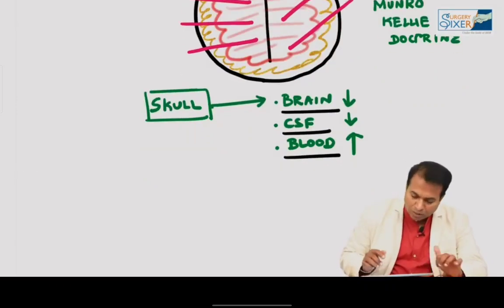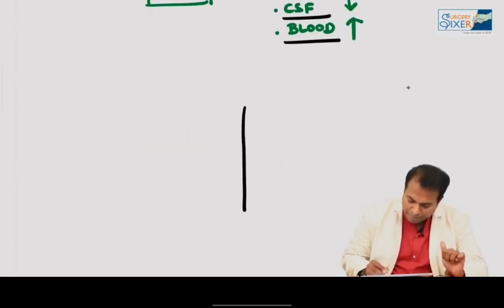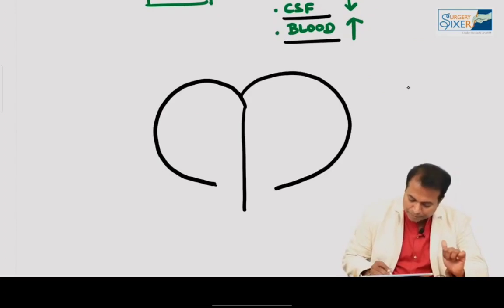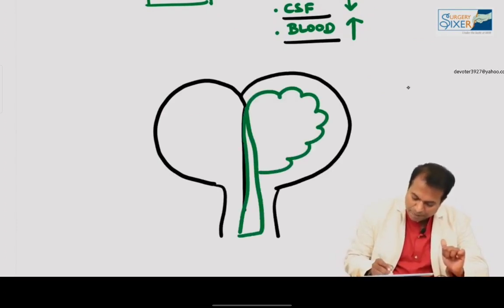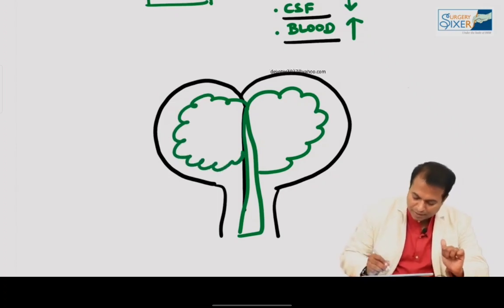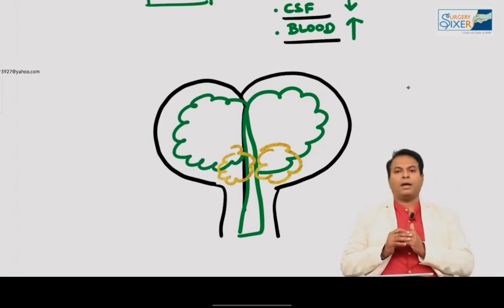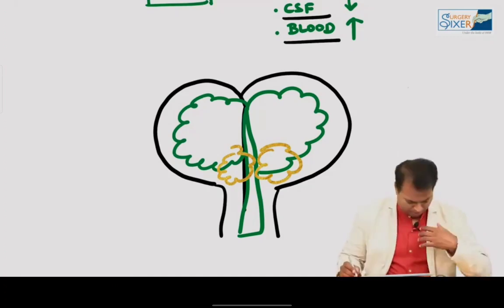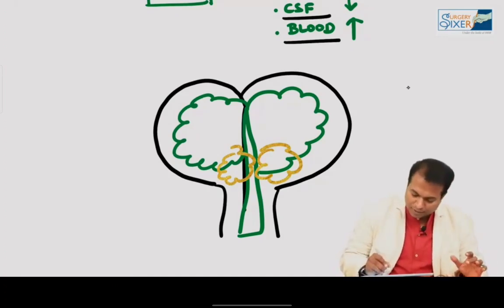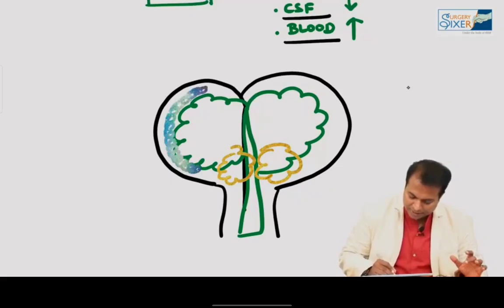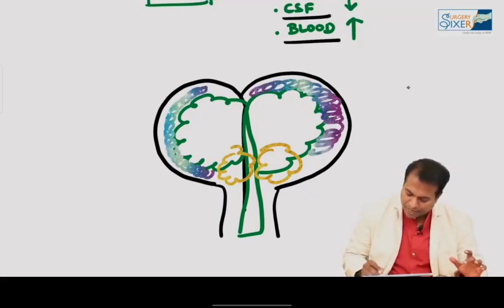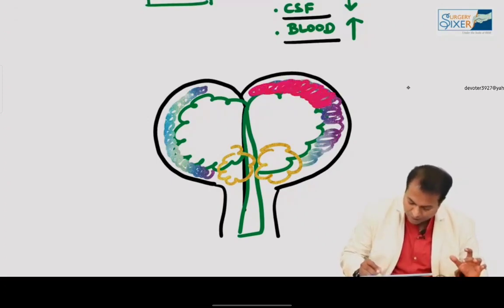Because of this Monro-Kelly doctrine, now you should get an idea of what will happen. This is the skull. This is the brain stem, this is the brain, and this is the cerebellum. Now I'm going to tell you certain very important points, please remember them. If a component in the skull increases, for example if there is a huge hematoma on this side of the brain like this, assume this is a huge hematoma in the brain.